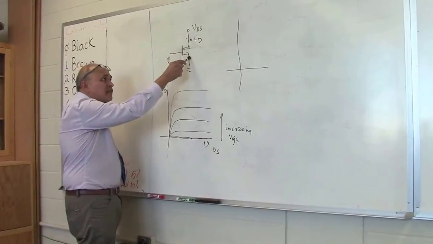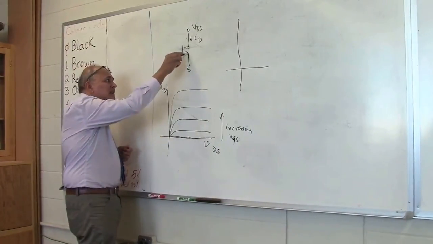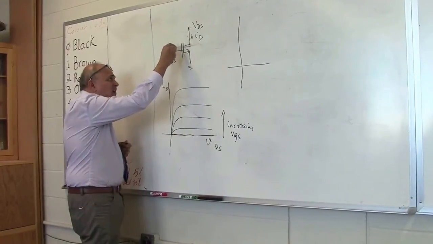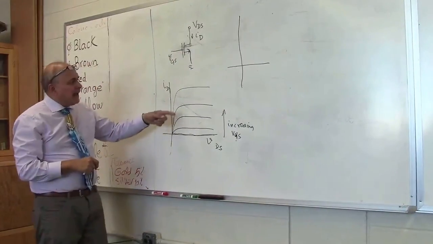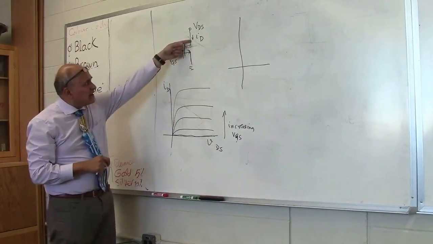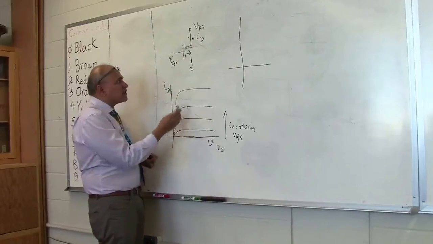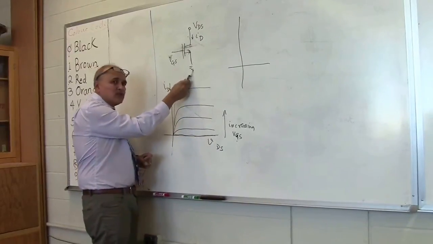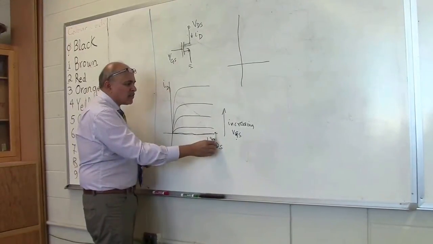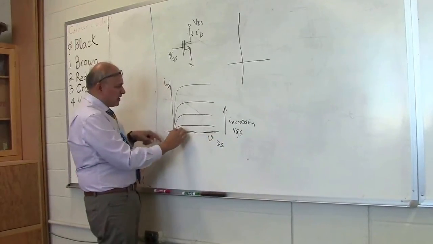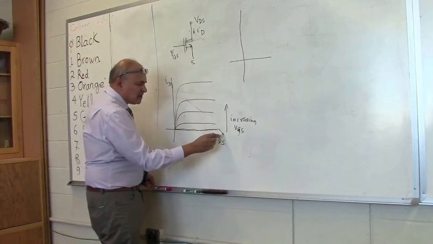So this is the symbol for the MOSFET that we use. Actually, maybe a second line here to show that there's an oxide junction. And when we plot the drain current ID versus VDS, we get a family of curves depending on how big the gate source voltage is. If the gate source voltage is less than the threshold voltage, we get no current at all, so the current is zero.